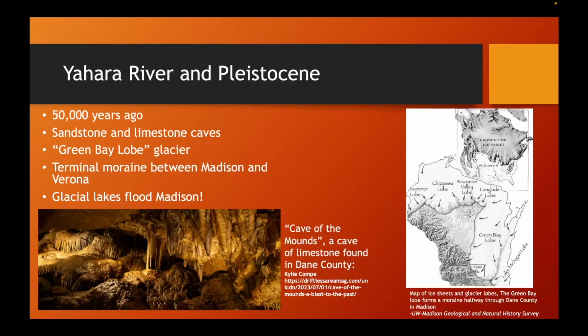In addition, there was the Green Bay Lobe, which is the glacier that slid over Madison and formed topography. This extended to between Madison and Verona, forming the terminal moraine there. And when it melted, it formed a bunch of glacier lakes that flooded Madison. And these lakes were thought to be around 15 feet higher than present-day Lake Monona.